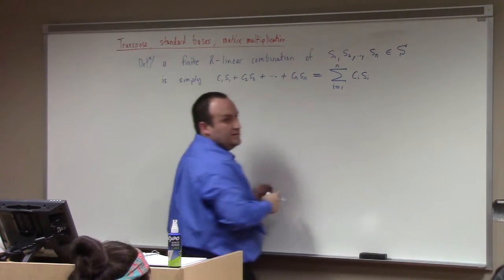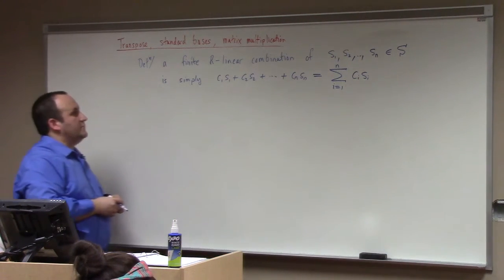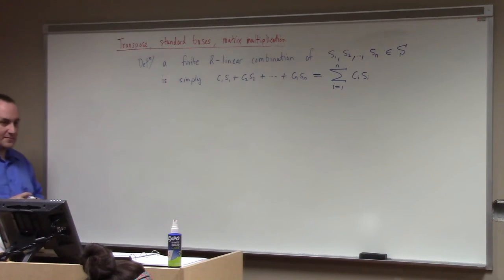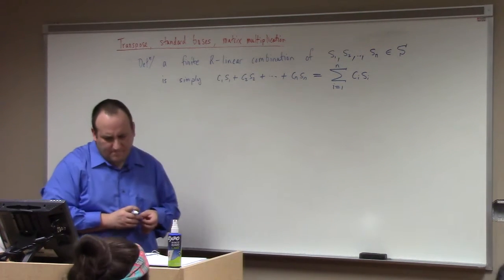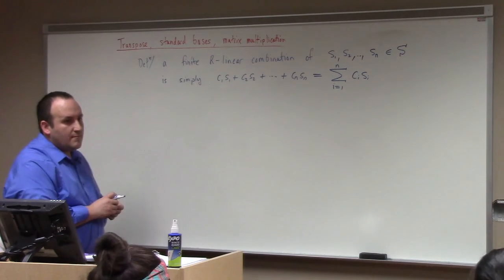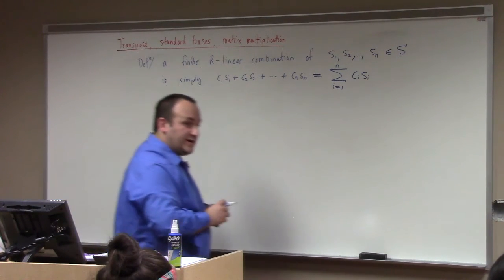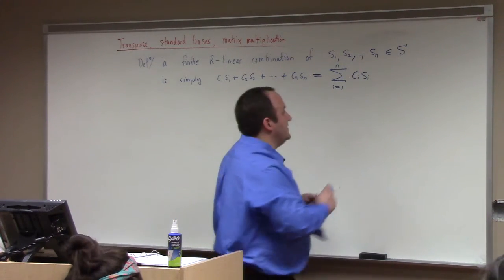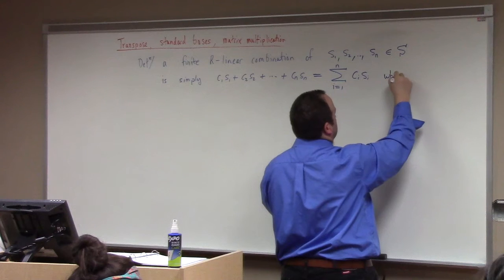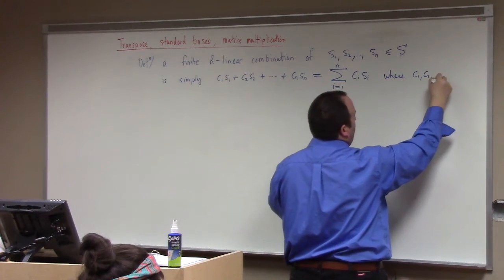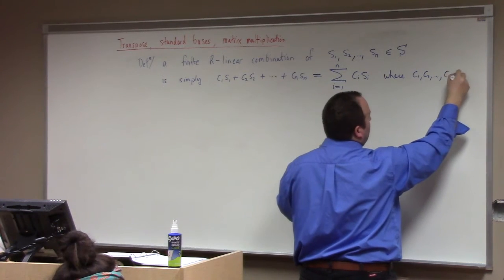This is a finite linear combination. Why is it an R-linear combination? The one thing I haven't told you yet, I kind of buried the lead here. Why do we say R-linear? Right. What's in the ring R? The S's or the C's? The C's, right. So the coefficients of the sum, these C's, are in the ring.